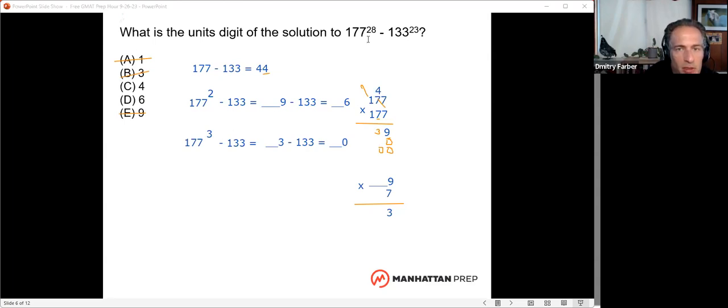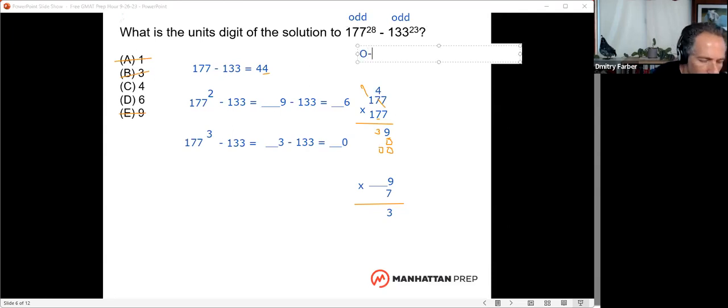Even means you're a multiple of 2. This isn't a multiple of 2. You can't get a 2 just by multiplying. I could get a 2 by adding. If I add 1 to it, it'll be even. Add 1 to any odd number, it's even. But this will be odd. And this will be odd, right? An odd number to a power. So if I subtract 2 odd numbers, I get an even. Has to be C or D before I do any work.